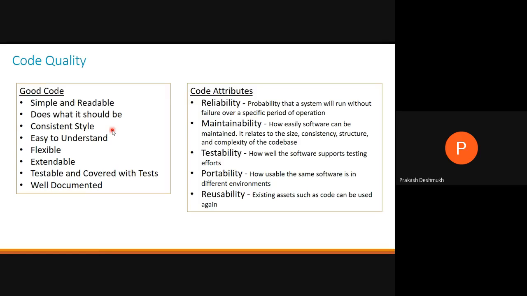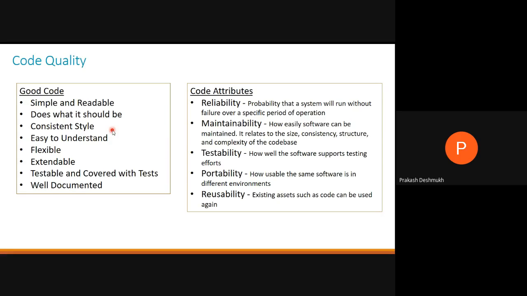And why it should be simple and readable? When new developers are coming in the team, or you are using code in a repetitive manner as an asset, then it should be simple, easy to understand, so that it can be adopted quickly, or a new person can learn it quickly and start the work. Otherwise, it will be a mess. Then code should do what it should be. It should fulfill the requirement.